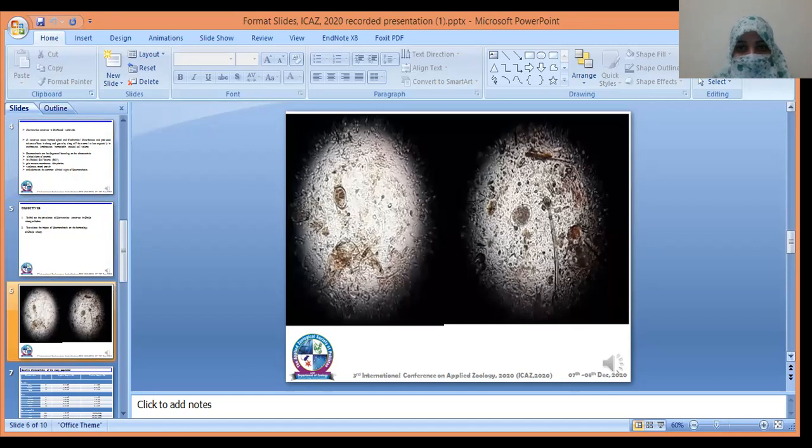I collected stool samples from sheep in district Kohat. These are the microscopic pictures of the samples which I collected from sheep, and you will see the Haemonchus clearly in these two pictures. These are the microscopic pictures of my research topic.